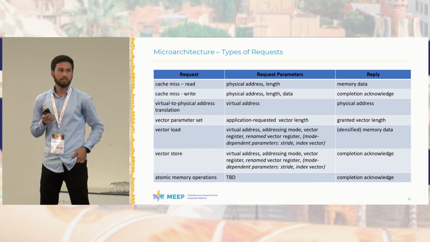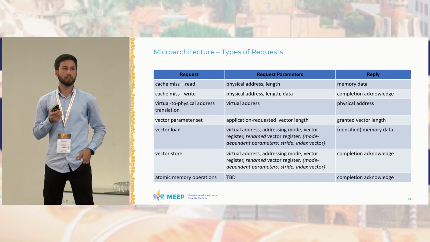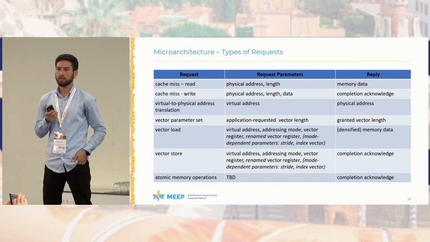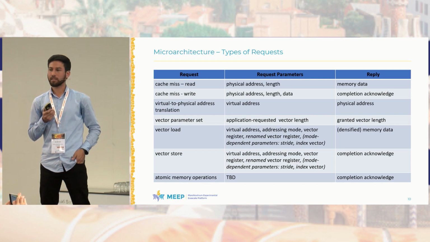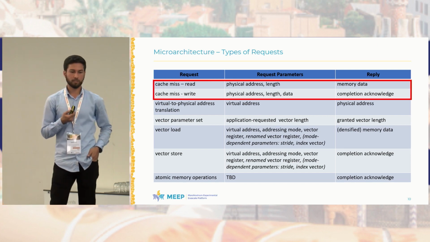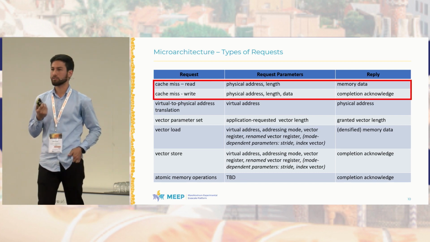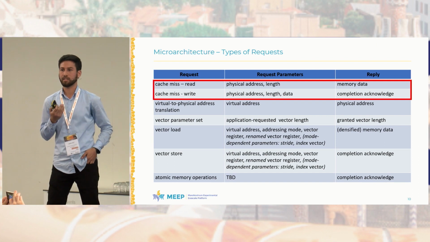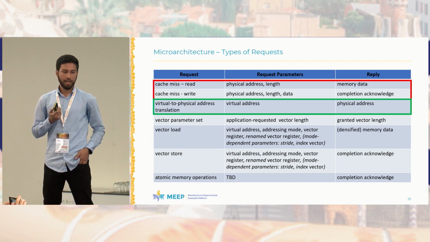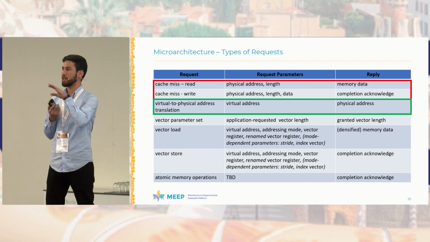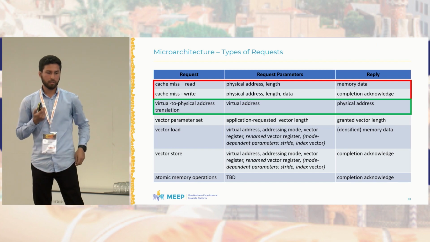So after learning about the interfaces, it's good to know what kind of requests we can handle. Some are the canonical ones. First one is the cache miss read or cache miss write, which we see everywhere. Those are handled transparently as before. And virtual to physical address translation, because we have a TLB inside it as well, and a page table walk.